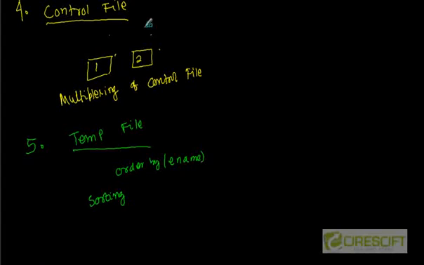Then number 6 is the password file. The password file is used to authenticate users performing administrative tasks over a network. That means instead of logging into the machine directly, if I connect from another machine over telnet or whatever, then I need the password file to authenticate that remote user so that he can do administrative work like starting up a database, shutting down a database, and so on.